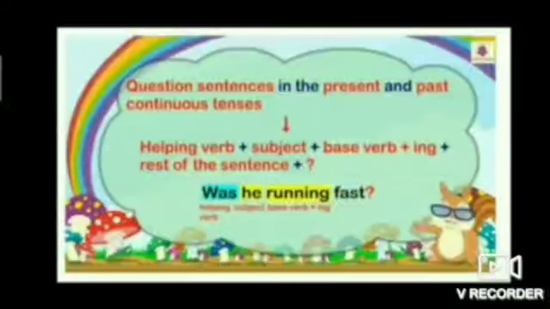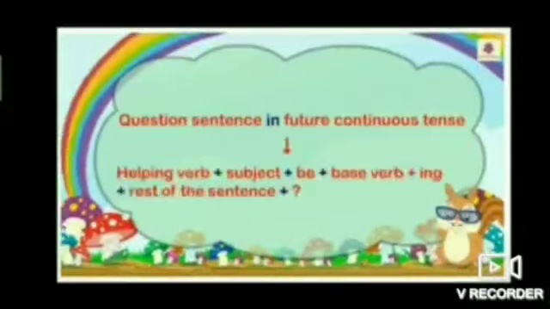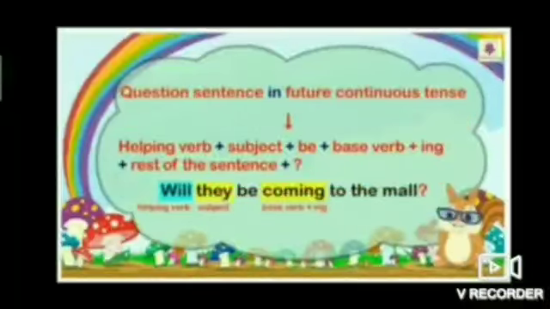Okay, students? To form question sentences in the future continuous tense, we use this pattern: helping verb plus subject plus be plus base verb plus ing, plus rest of the sentence, plus question mark. Okay, students? For example, will they be coming to the mall? In this sentence, will is the helping verb, they is the subject, and coming is the base verb with ing. Okay, students?